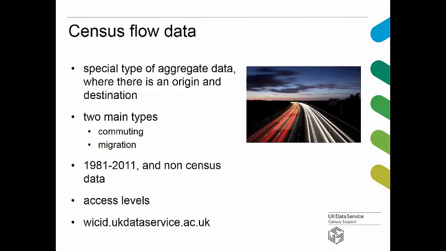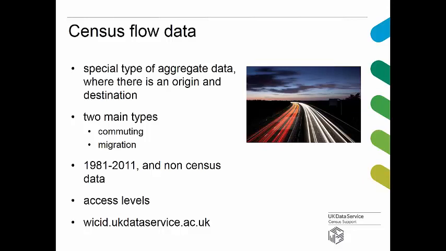Okay, so we also have something called census flow data, and this is a special type of aggregate data where there is an origin and a destination. And there's two main types. There's commuting, so travel to work, and migration. On the census, I think you had to give your postcode or your address of where you worked, so they calculate where you work to where you live. And there's questions on your method of travel to work, if it's by train and whatever. So this data is that.